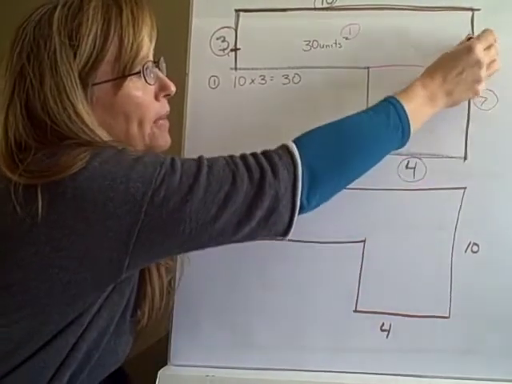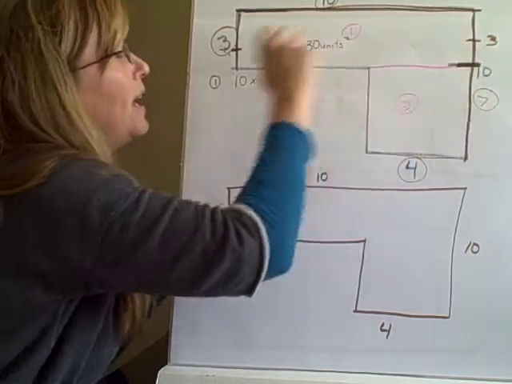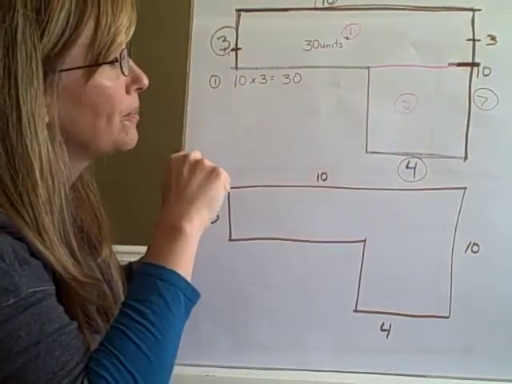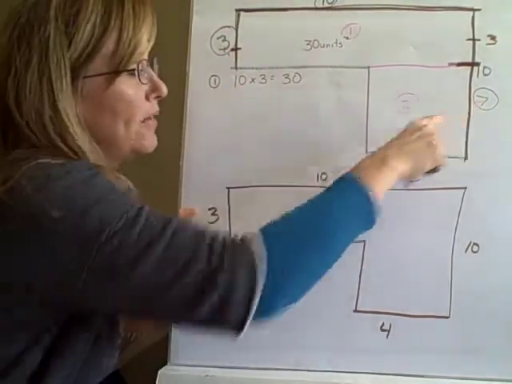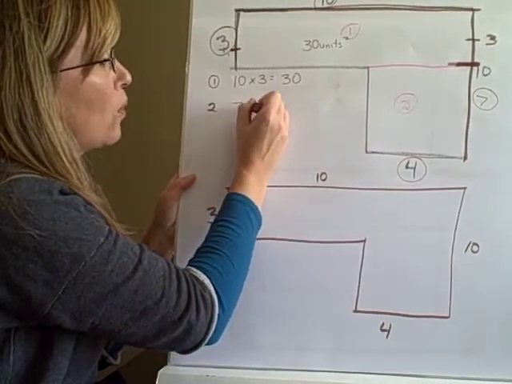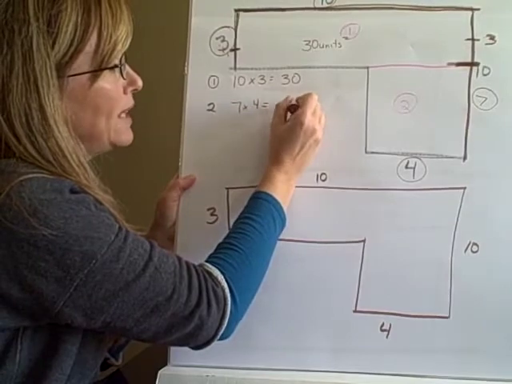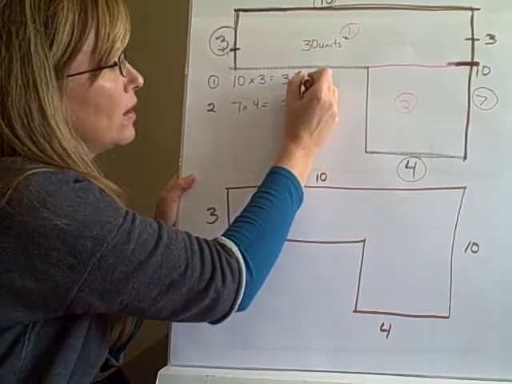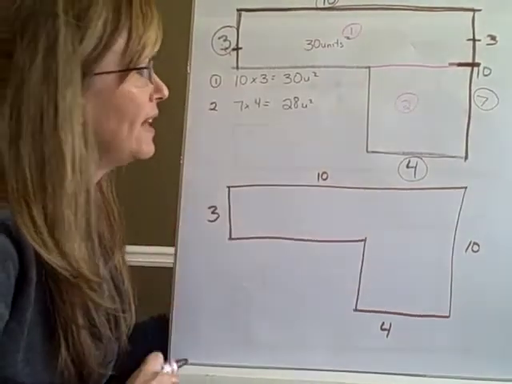Because 7 plus 3 equals 10, and I got that 3 from over there. So now I know I can multiply 7 times 4. So for my second shape, I'm going to do 7 times 4 equals 28 units squared. And I've got that done.